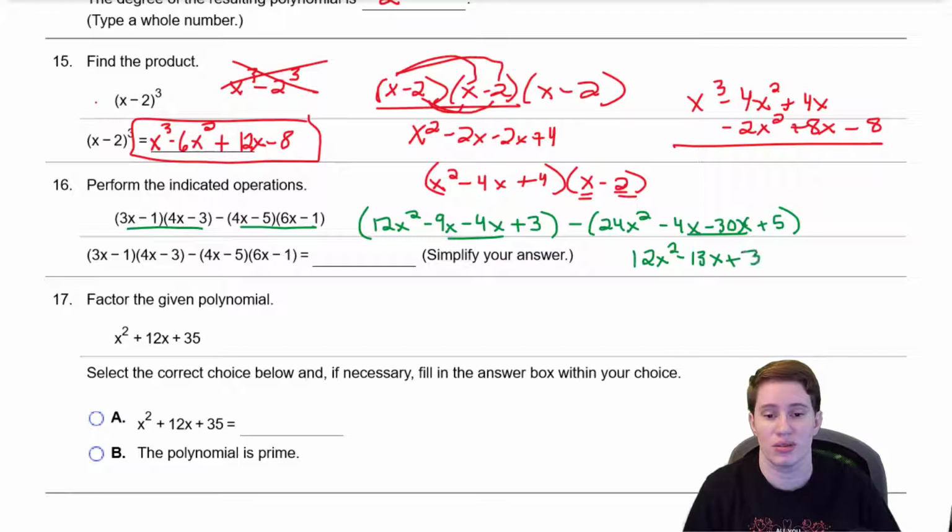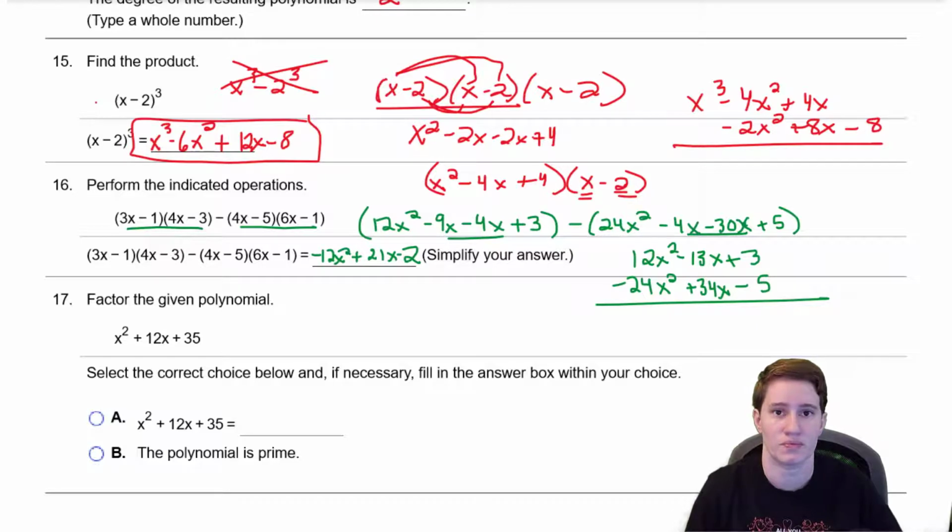We also could rewrite this vertically, kind of like what we did before. Negative 4x minus 30x is negative 34x, so we switch it to plus 34x. And this switches to minus 5, and so our answer here is negative 12x squared plus 21x minus 2.